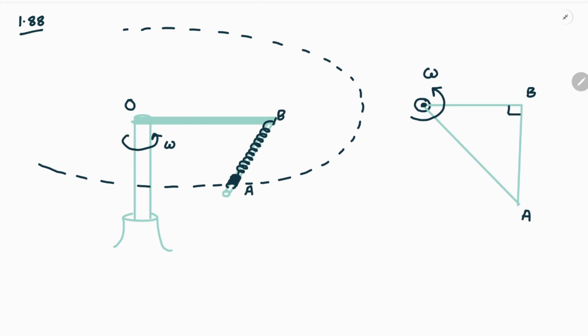Now another important aspect which the problem is suggesting is that the whole system rotates with a constant angular speed. So if omega is constant, then we can say that there is no presence of tangential acceleration or alpha. So alpha is 0, and so is the value of tangential acceleration.